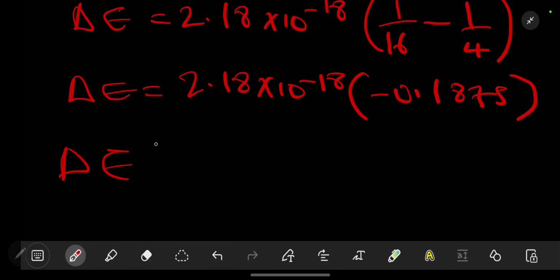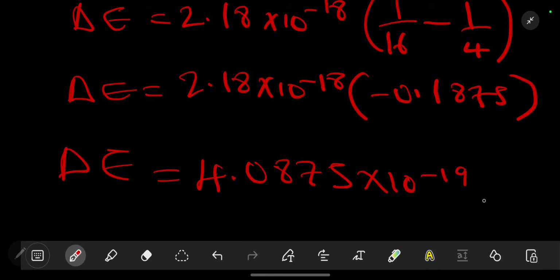So the change in the energy, it's giving us negative. It is change, it is not just energy. So that means to say that an amount of energy is released. So we are going to have 0.1875 times 2.18 times 10 to the power negative 18. So this is going to give us 4.0875 times 10 to the power negative 19 joules, like that. So this is the energy.